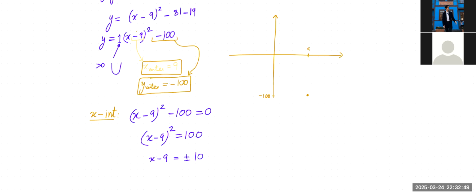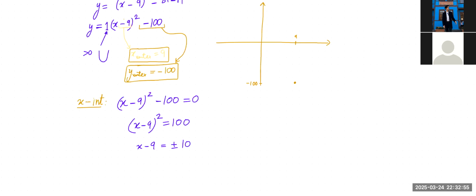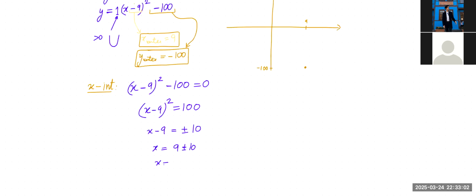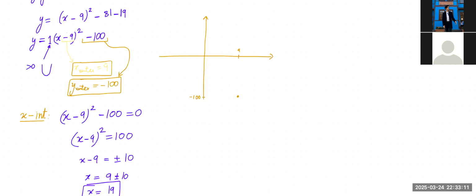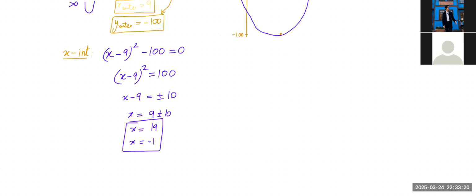If you forget plus and minus, you will get only one answer, which is impossible because quadratics always have two answers for the root. And then add 9 to both sides. So you get 9 plus and minus 10, which gives two answers, either 9 plus 10 or 9 minus 10. So you have your two x-intercepts from here: 19 and minus 1.